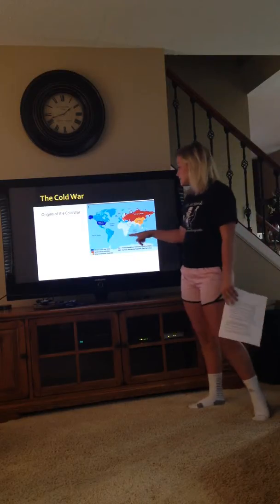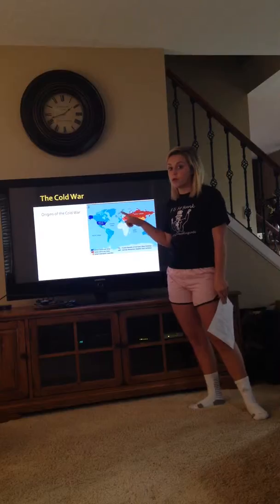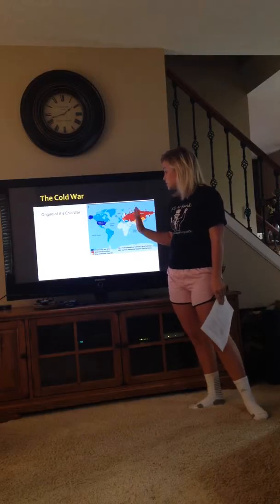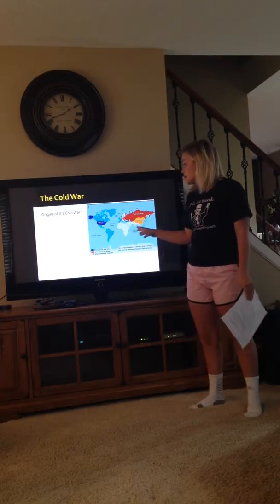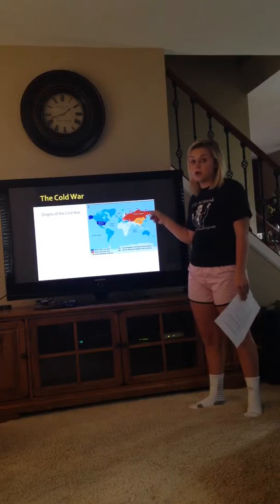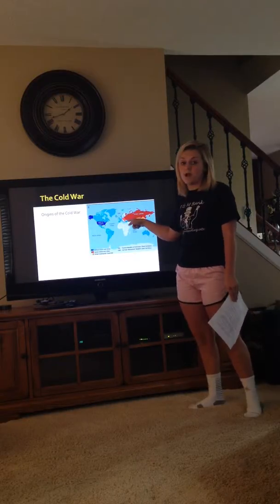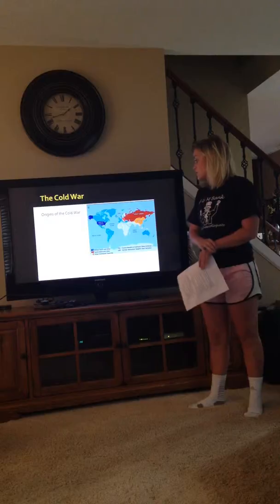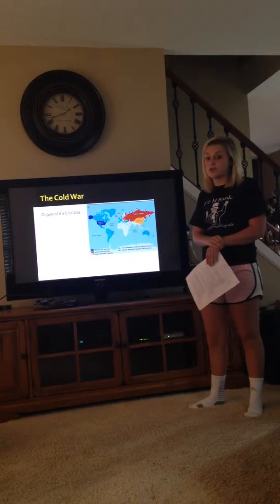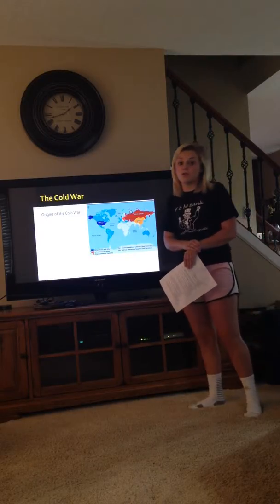As you can see, the United States' allies are in dark blue and light blue, on this side. The Soviet Union and allies are in dark red and light red. You can see how few allies they really did have. The orange is the other communist countries that the Soviet Union invaded to make communist countries.